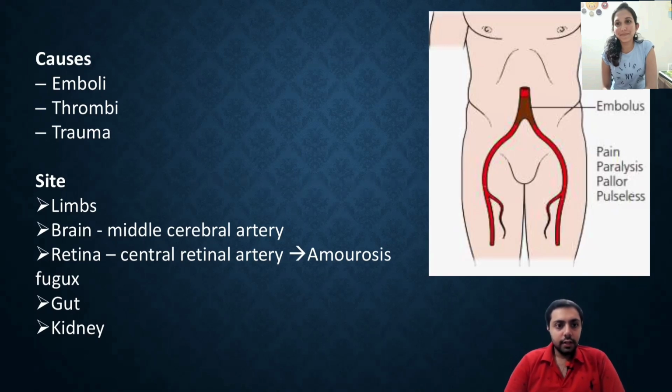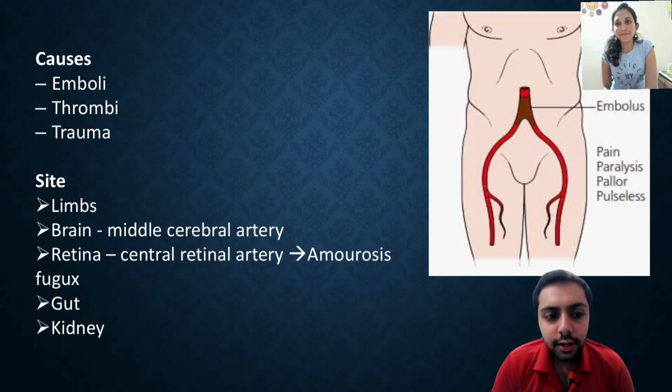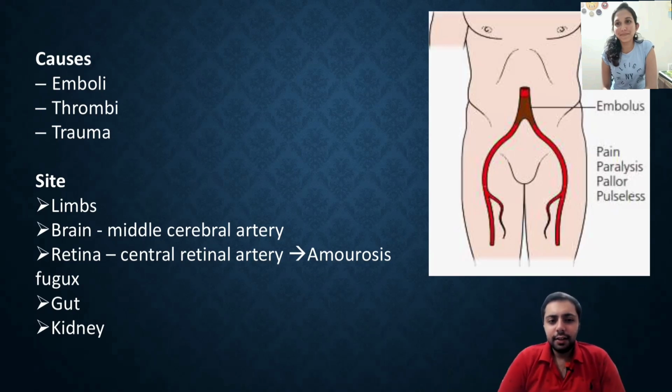So what are the most common sites? We have the limbs and the brain. In the brain, the most common artery involved is the middle cerebral artery. And there is something called amaurosis fugax, seen in the eye. There is a temporary loss of vision due to acute obstruction of the central retinal artery in the retina. We also have gut and kidney involvement if there is an occlusion. In the gut and kidney, we will most commonly see an acute abdomen because of the obstruction, which can form gangrene, and these changes go toward sepsis.